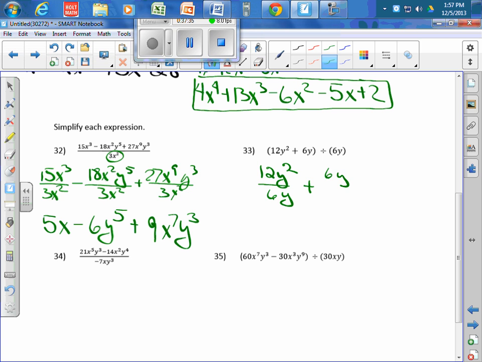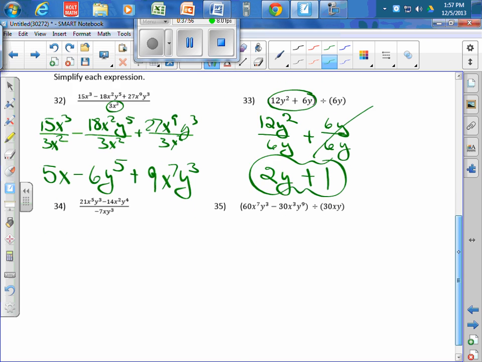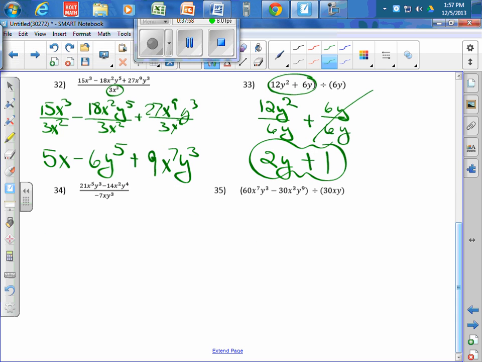and then take the 6y and divide it by 6y. There are two terms here. There will be two terms in your answer. 12 divided by 6 is 2. Y squared over y is y. We just don't cross this out and say it's gone. Any number divided by itself is 1. You need to have that plus 1 there. Same thing in number 34.